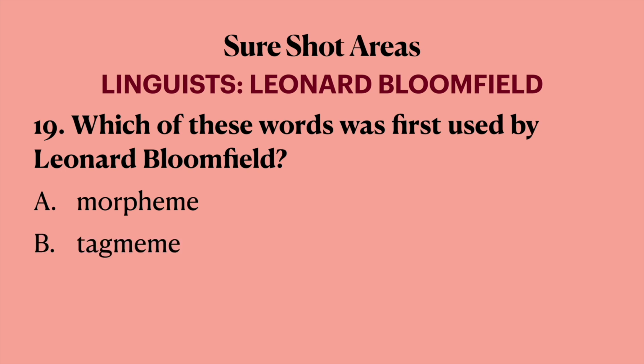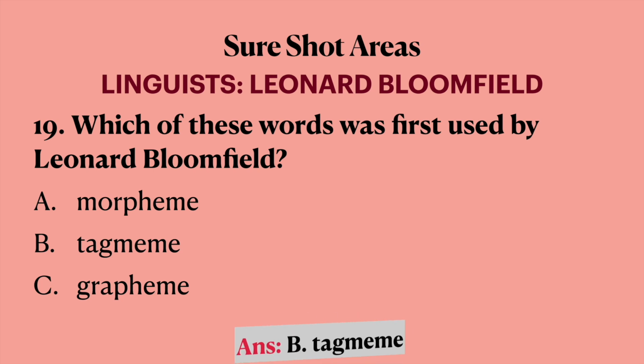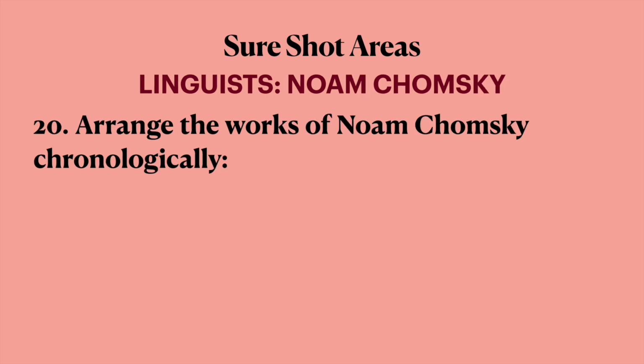Morpheme, tagmeme, and grapheme. And the answer is B, tagmeme. Tagmeme and tagmemics. These are very important terms. Tagmeme is the basic unit of grammatical analysis in tagmemics. And what is tagmemics? Tagmemics is a grammar that describes language in terms of grammatical function of words and their classes. And the most important linguist, Noam Chomsky.